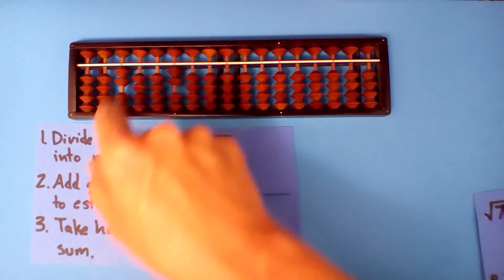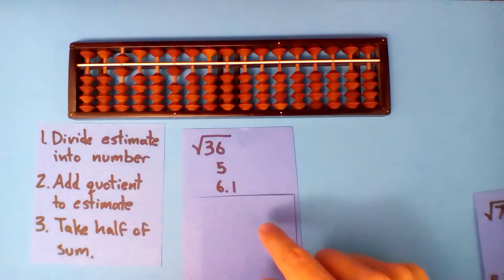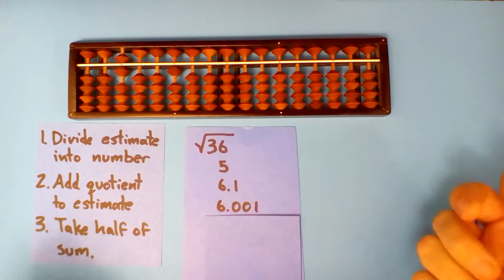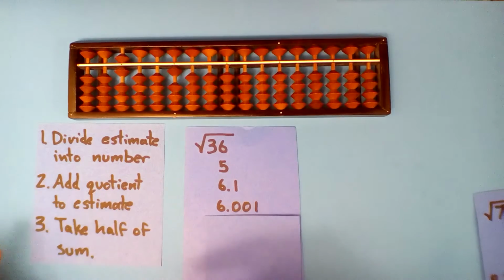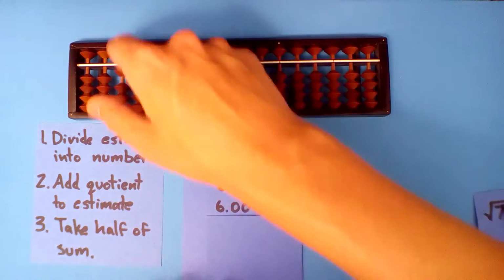Half of 1 is 0, half of 12 is 6, half of 2 is 1. Now we have an even better estimate, but we can improve that. So let's do this process again. What's 6.001 into 36?